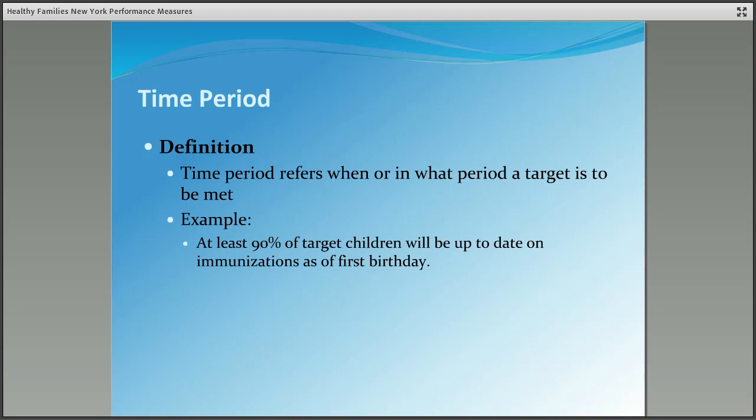Time period. Time period refers to when and in what period a target is to be met. An example would be that target children would be up to date on immunizations at the first birthday. As you can see, our target is 90% of those.